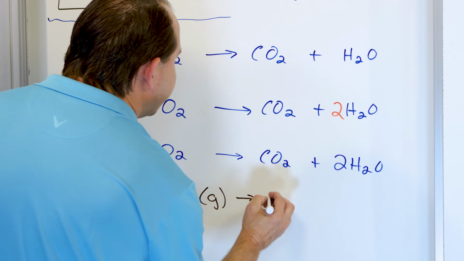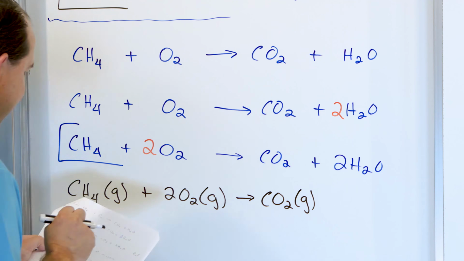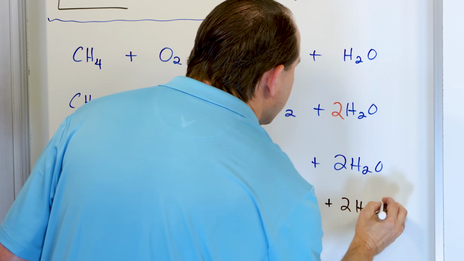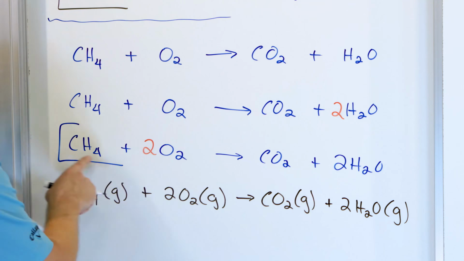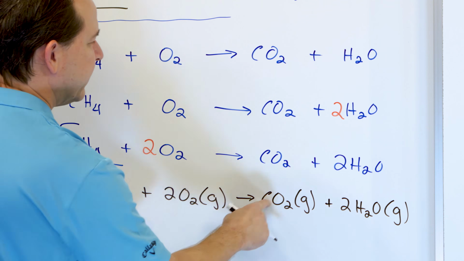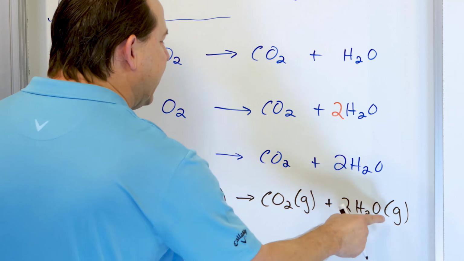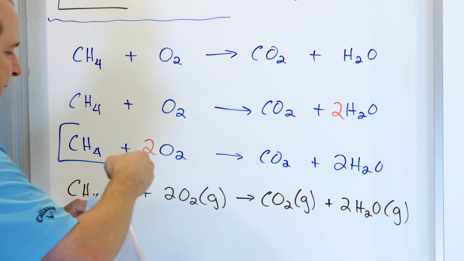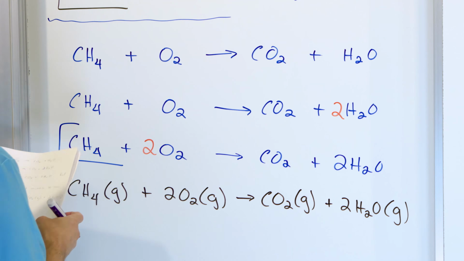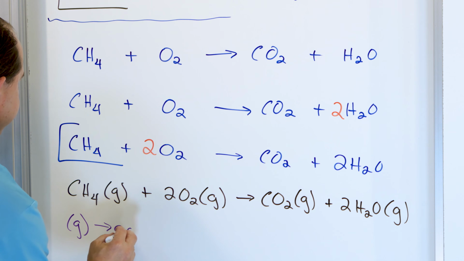And then this arrow here means it yields CO2, which, as you probably know, is a gas. And then 2 molecules of H2O, which is a gas. Notice I've copied the thing down. 1 molecule of this, 2 molecules of this, 1 molecule of this, and 2 molecules of this. All I did was add parentheses to indicate to the reader that these are gases, right? So you're going to see this as we write chemical reactions down more.